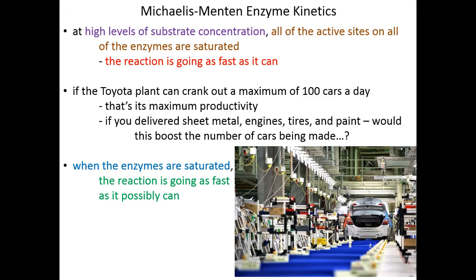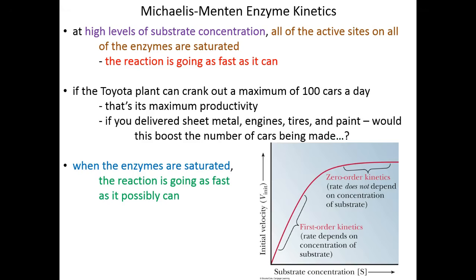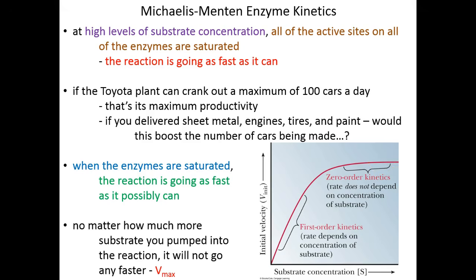The same is true for enzymes. When enzymes are saturated and there's more than enough substrate around, the enzymes are going as fast as they can. And adding more substrate, or taking a little bit away, is not going to change that rate because they are at their maximum velocity. So we see zero-order kinetics occurring here, but we're also appreciating the fact that this is the fastest this reaction can possibly go.